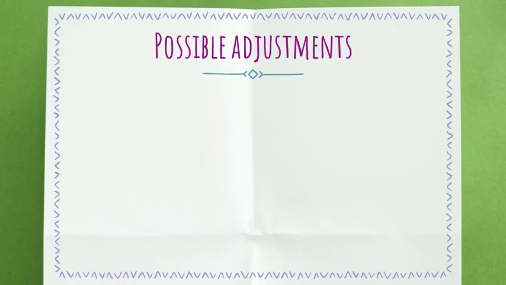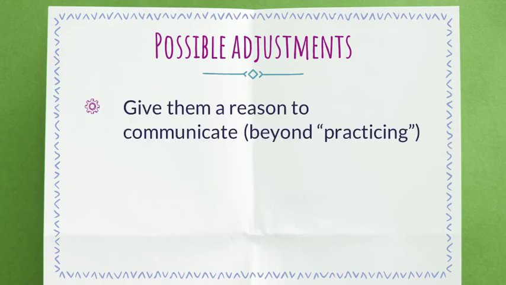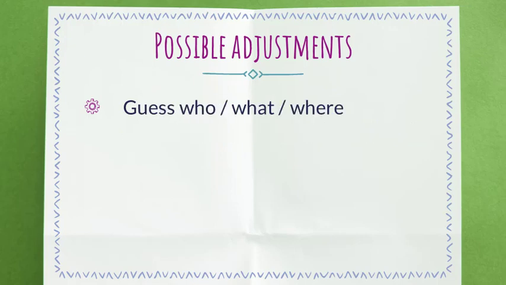So one adjustment we definitely need to make is that we need to give them a reason to communicate. It cannot be just practicing. What will the other person do with that information? Well, here's some possibilities. You can do the classic guess who, guess what, guess where. So if they're describing a place, their partner needs to guess what place that is. Or if they're describing a person, then the partner needs to guess who. If they're describing a TV show, a movie, the partner needs to guess what it is.